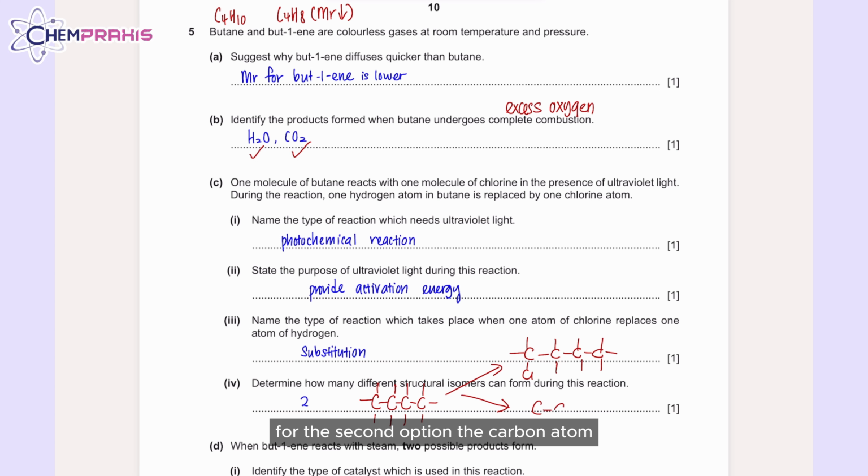For the second option, the hydrogen atom on the second carbon is replaced by chlorine. And for this one, we call it 2-chlorobutane. So there are only two options, or two structural isomers.